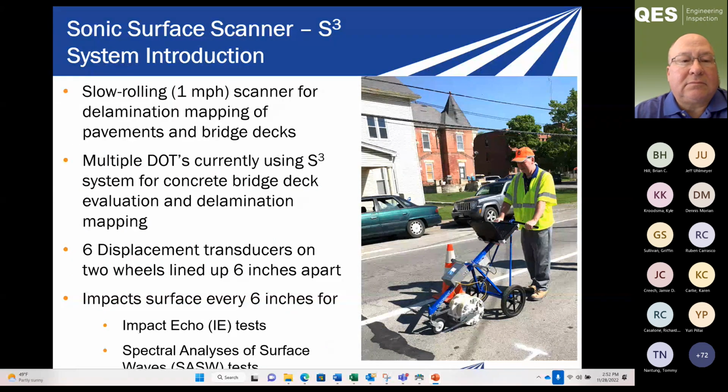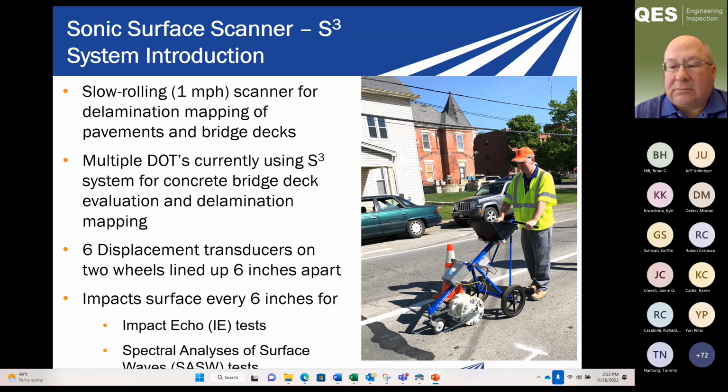So our system, we call it a sonic surface scanner, S-cubed. It's a slow rolling scanner for condition mapping of pavements or bridge decks. There's a photograph there of Larry Olson pushing the scanner on this project in the early Kentucky testing. Multiple DOTs are using the S-cubed system for concrete bridge deck evaluation, so it is out there commercially. It works really well for that delamination mapping.